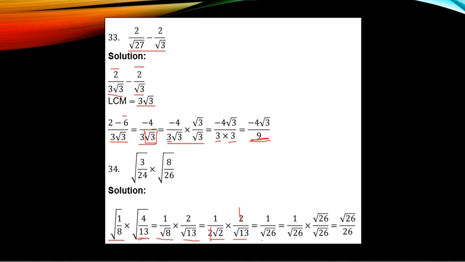This root 26 is an irrational number. To turn it to a rational number, you use root 26 to multiply both numerator and denominator in this form. So 1 times root 26, you have root 26, then root 26 times root 26, that is simply 26. Did you get that? Okay.